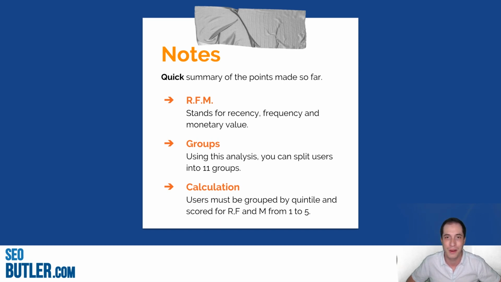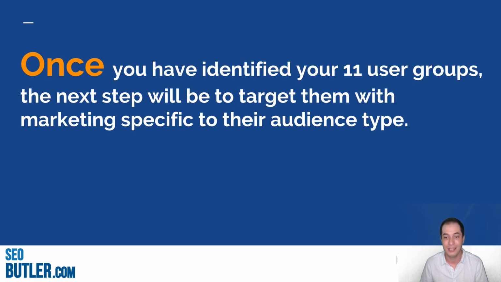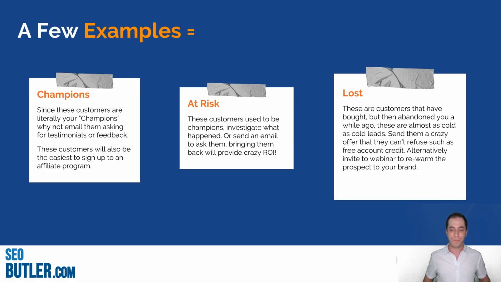I hope you're all still with me, because this is where it gets exciting. What now? Now we know what group they're in, right? Fantastic. Good stuff. Once you've identified your 11 user groups, the next step is to target them with marketing specific to their audience type. Let me give you a couple of examples of how we've done this at SEOButler and how you can too, because this is the stuff where you're going to make your ROI, right?